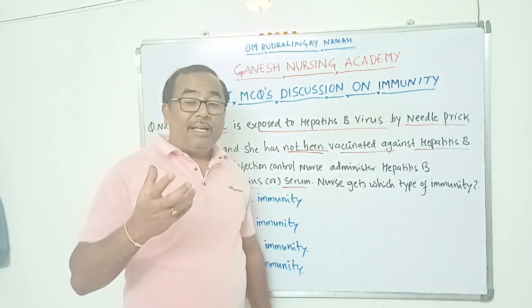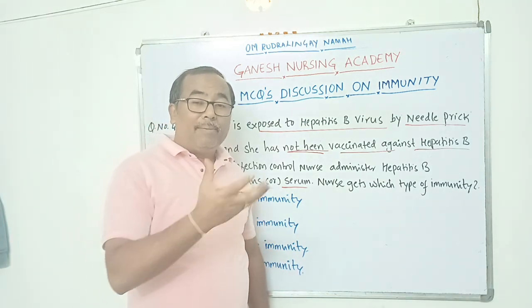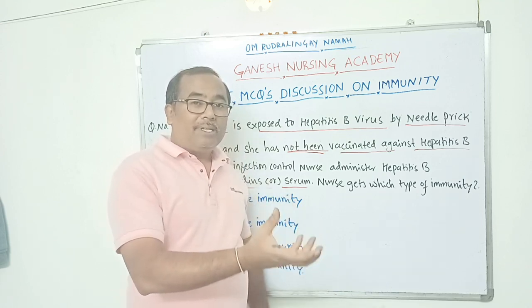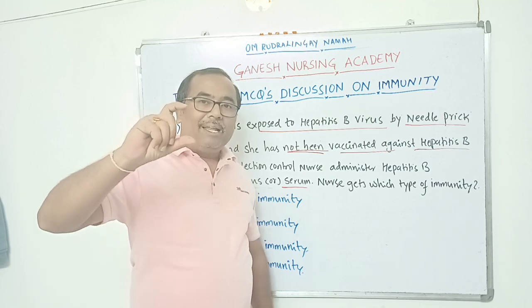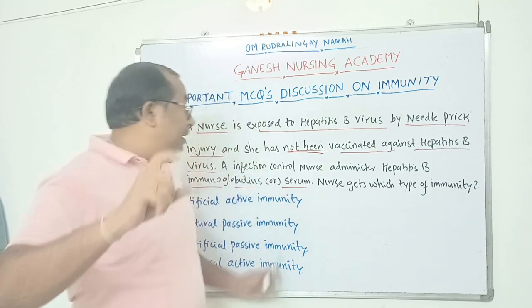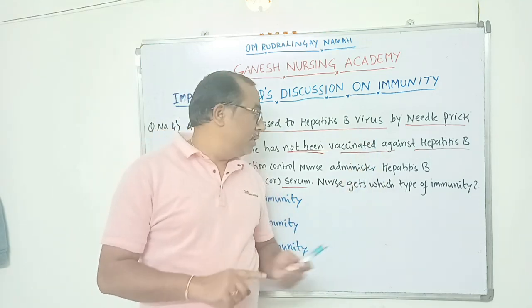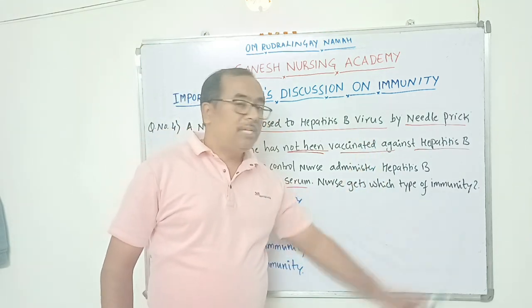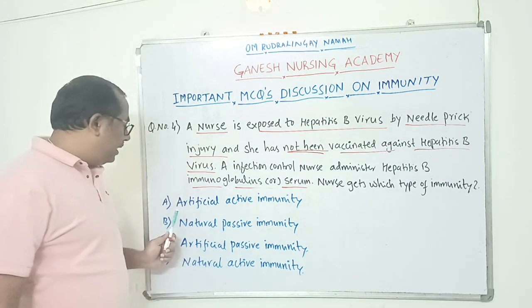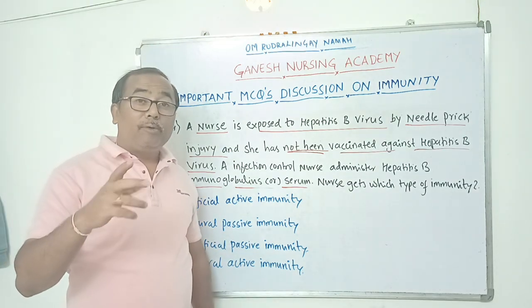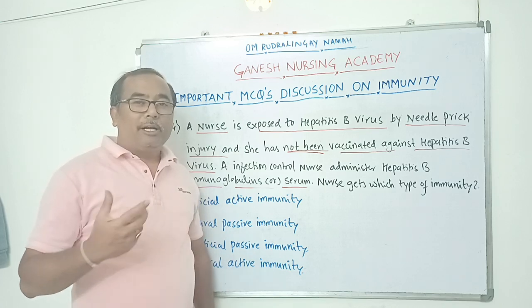The immunoglobulins are already prepared in the animal body by injecting the vaccine into the animal. Those ready-made immunoglobulins are extracted and available as ready-made immunoglobulin. So they are administered to the nurse who got a needle prick injury. So the nurse gets which type of immunity? Here we are administering ready-made immunoglobulins to the nurse who has got a needle prick injury.